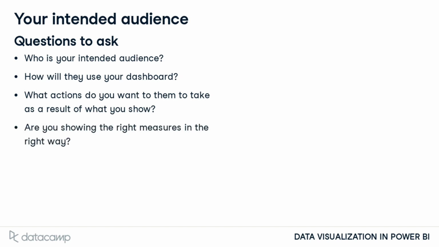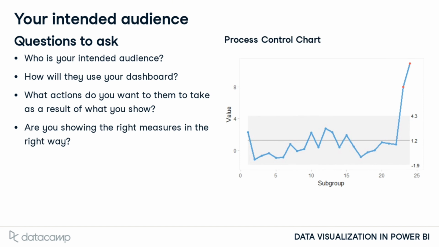Finally, are you showing the right measures in the right way? This is an example of a process control chart, and the thing we are measuring has gone out of control. If I show this to a worker actively observing a piece of machinery, this image alone might spur the person to action. However, if I show it to the CEO, I'm liable to get a blank stare.